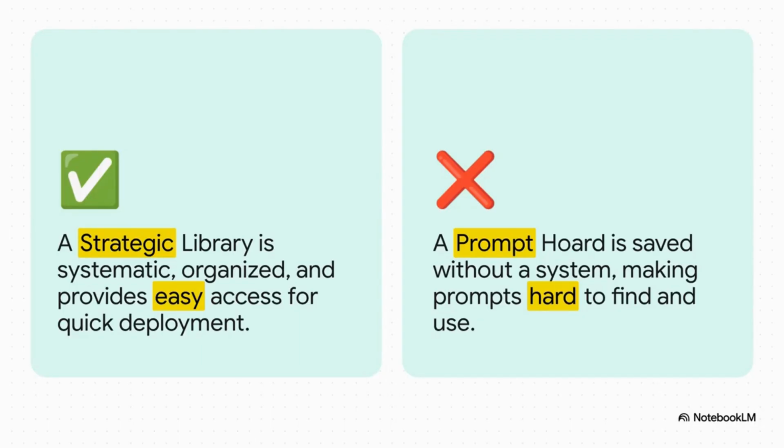And this slide just lays it out perfectly. On the left, you've got the strategic library. It's organized, it's systematic, it's ready for action. But on the right, well, that's the prompt hoard. It's basically a digital junk drawer that's almost impossible to use effectively. One is a genuine asset, the other is a liability.